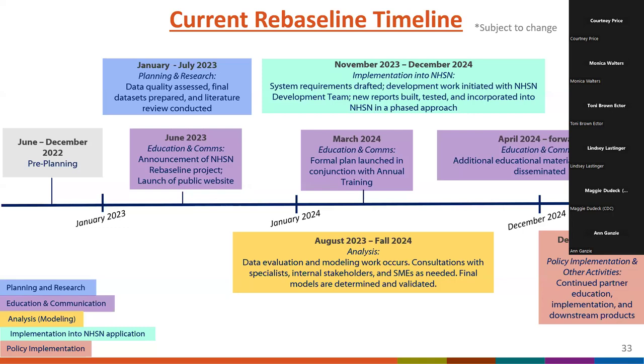So we have some education and communication, that's the purple box right here. We're getting ready to launch our formal plan for education in conjunction with this annual training. Our statistics team is also currently working in the analysis phase right now. So that's this yellow box. They're generating those new risk adjustment models. And then we are also working in the implementation stage, which is this green box up at the top. We're starting to draft our business requirements for the application and working out the details about how those new SIR reports will work.